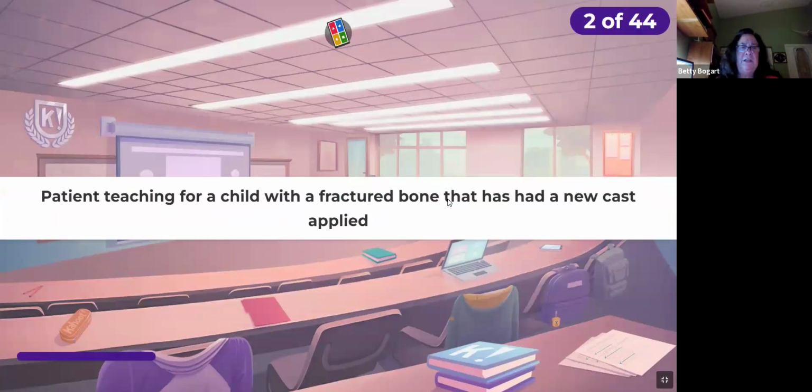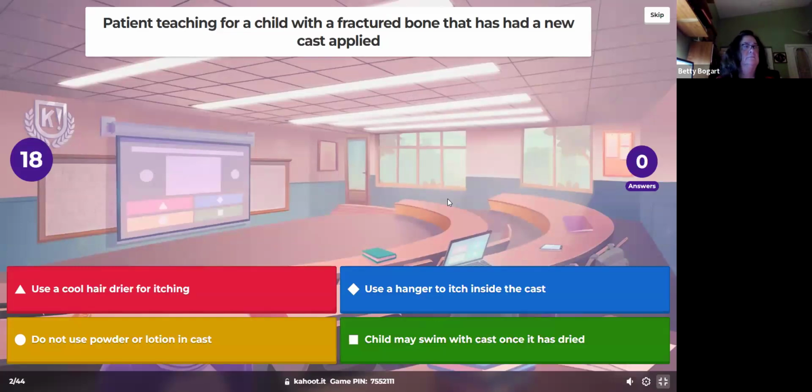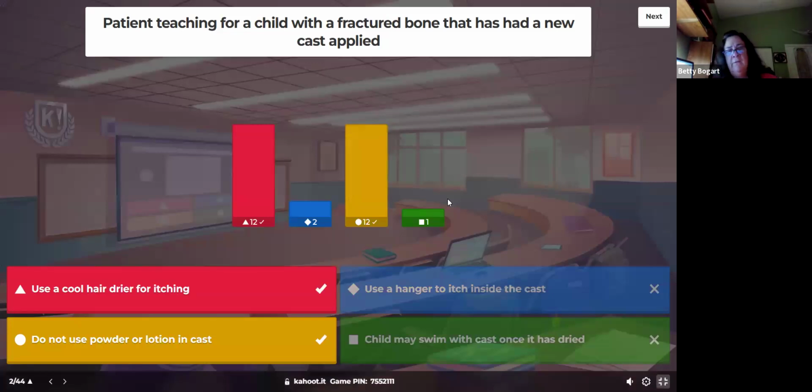A multi. Patient teaching for a child with a fractured bone that has had a new cast applied. So whenever you have a new cast applied, remember nothing inside it. Cool hair dryer is great. No powder, no lotion. It's just going to make a big cloggy mess in there. And of course, any hangers, no. And swimming, absolutely not. They say they want their cast dry.